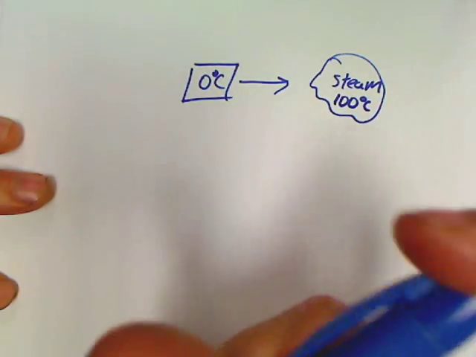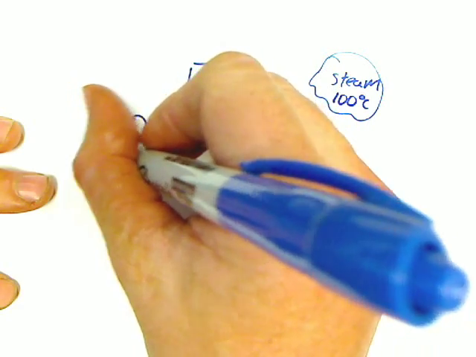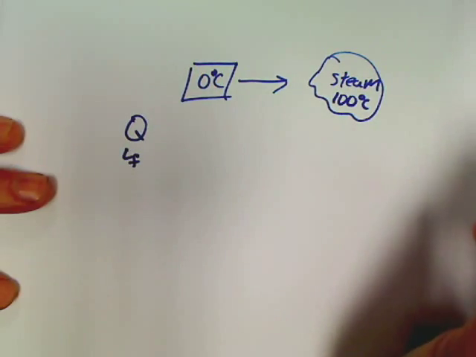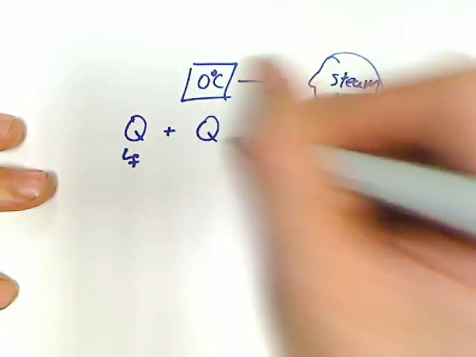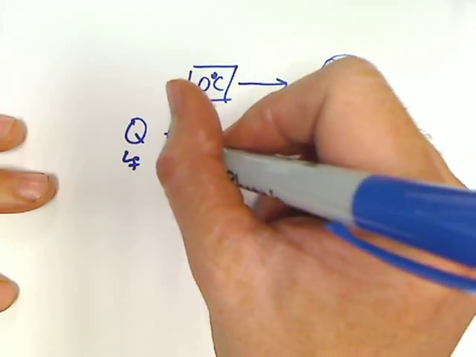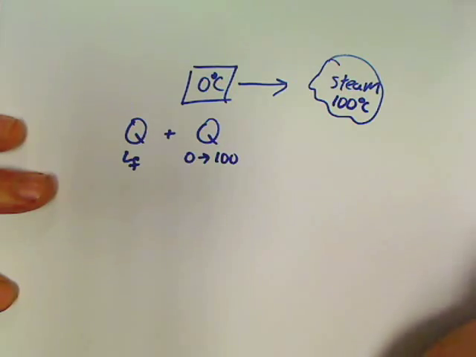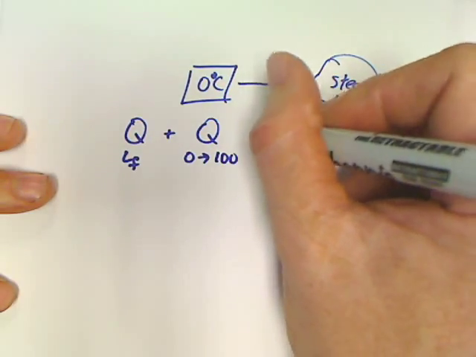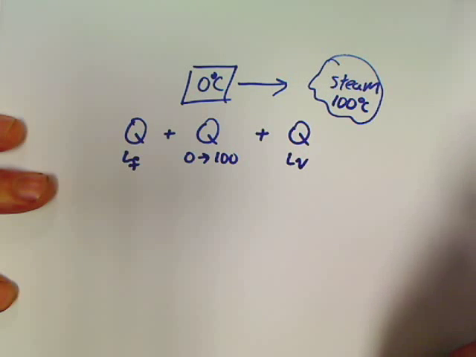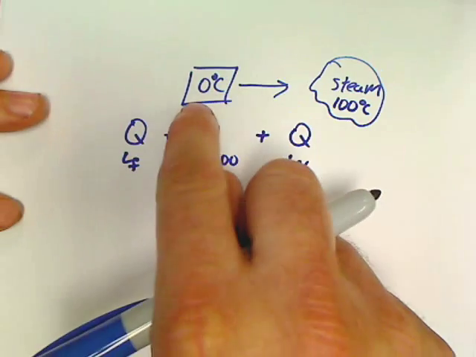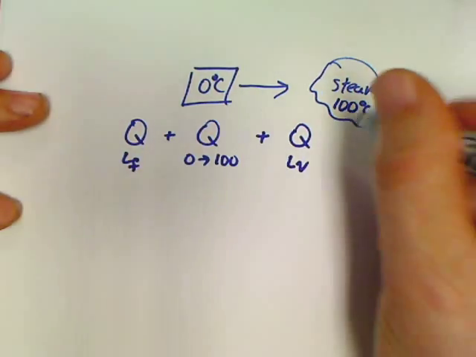We start at 0, so our first Q is just a QLF. So we can start melting it right from the get-go. Once we melt the ice, turn it into water, we then have to increase its temperature from 0 to 100 if we want to boil it. And then we need one more Q: a QLV to boil it away. So by starting at 0 and ending at 100, it reduced it to just 3 Qs.